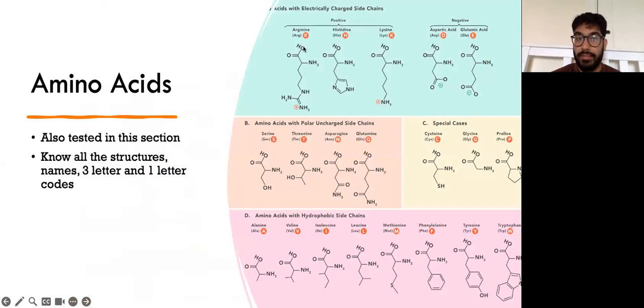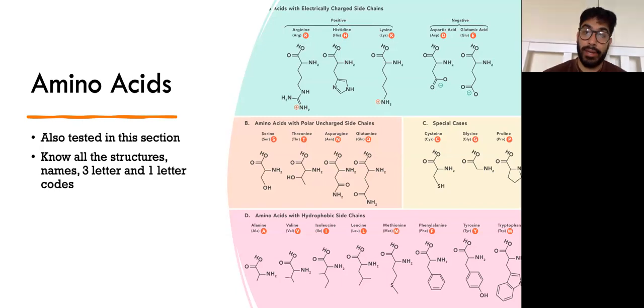Okay, amino acids. They're also tested in this section, so it's important that you know your amino acids very well at this point in the summer. You should memorize them and know all the structures, the names, the three-letter abbreviations, the one-letter codes, everything. This should be super easy. You should know this in and out, like you can recite it in your sleep at this point. It's also assessed in the biology, biochem section, so it's very important.